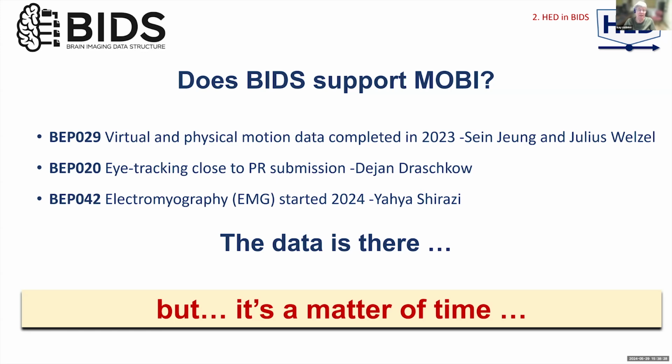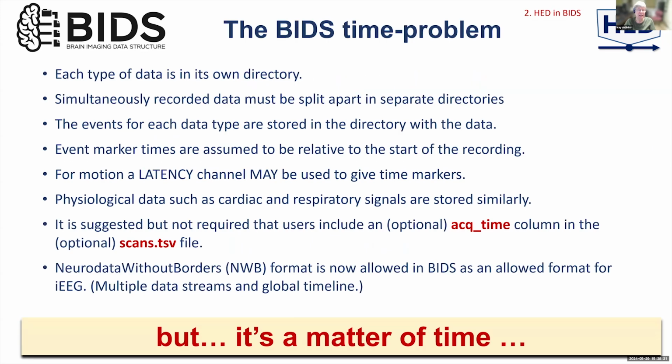But the problem is, I think BIDS has a time problem. The way BIDS is organized, each type of data has its own directory. And so simultaneously recorded data must be split into separate directories, and the events for each type of data are stored in that directory with the data. And the event markers in the events file are assumed to be relative to the start of the recording. And here's where things break down.